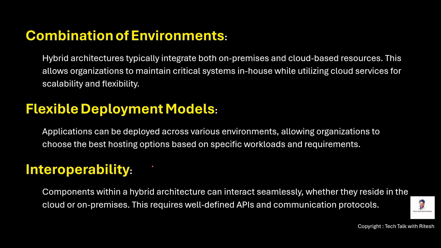Flexible deployment models. Applications can be deployed across various environments, allowing organizations to choose the best hosting options based on specific workload and requirements. Interoperability. Components within a hybrid architecture can interact seamlessly, whether they reside in the cloud or on-premise. This requires well-defined APIs and communication protocols.